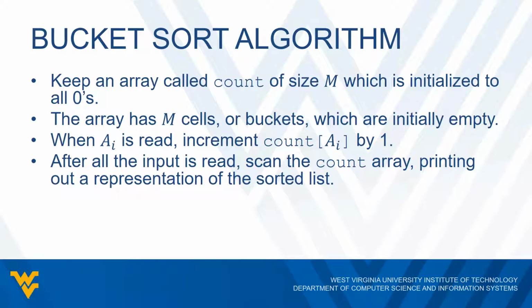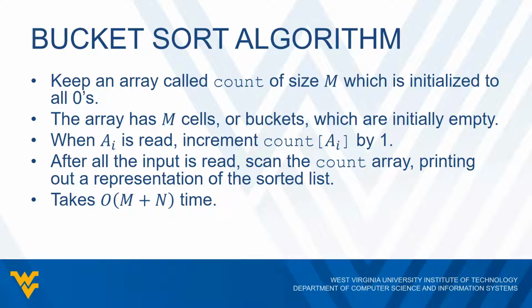And so after we do all of this reading, we just simply scan the count array. And what we'll do is we print out a representation of the sorted list. The idea with this is each element gives us the number of that particular element in our array. So for example, if count[0] is 3, that means there are 3 zeros in our original array. So that's all we're doing here.